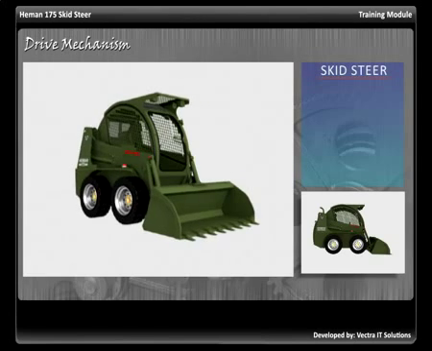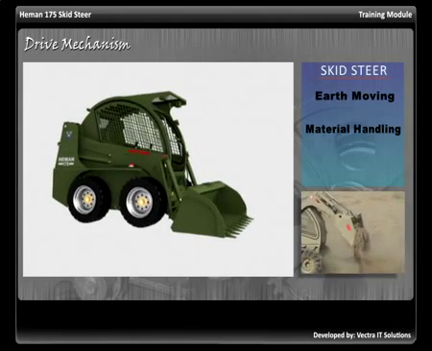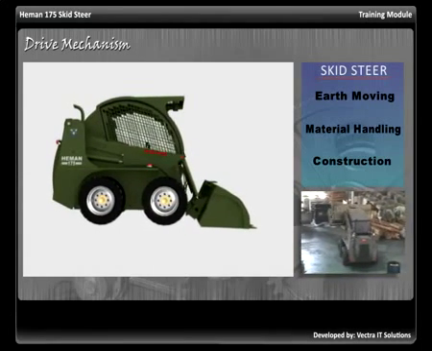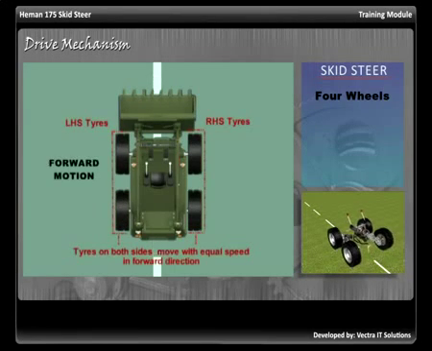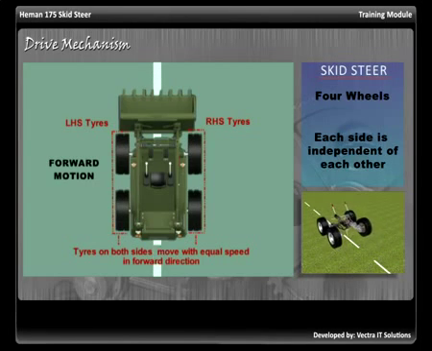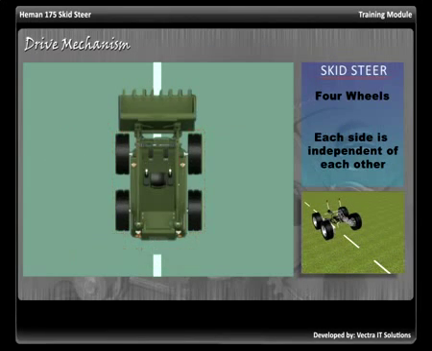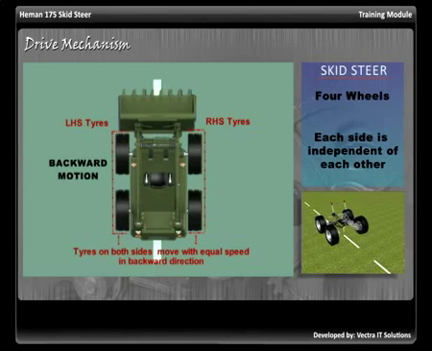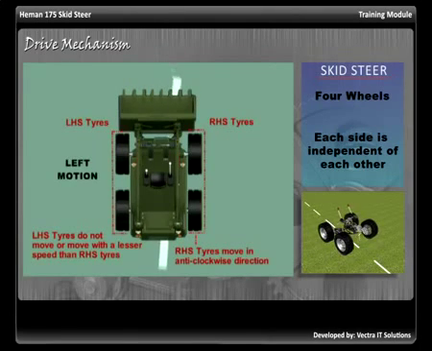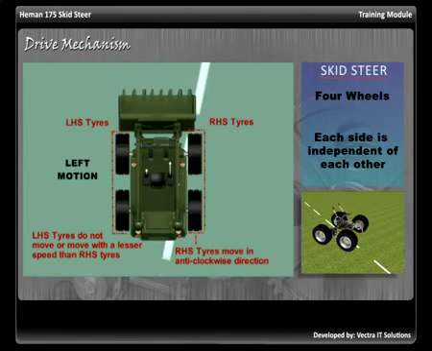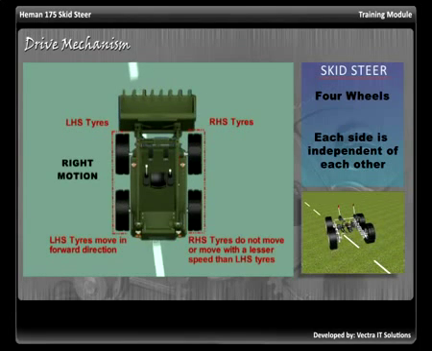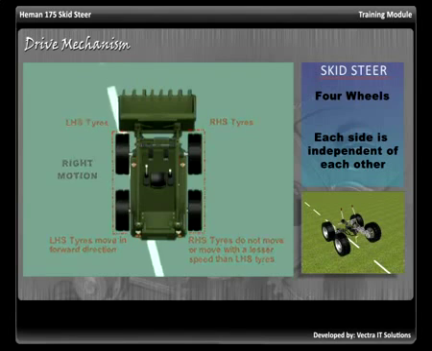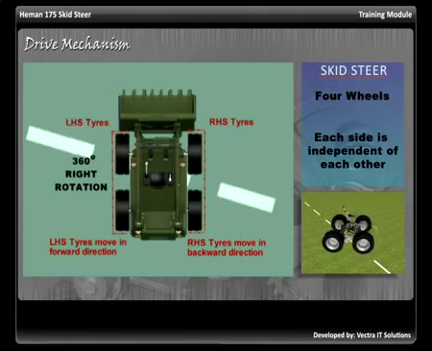Skid steer is a compact machine, meant for earth moving, material handling, construction, and other related tasks. Skid steer has 4 wheels, which move it forward. Backward. Left. Right. And also allows it to rotate on its own axis.